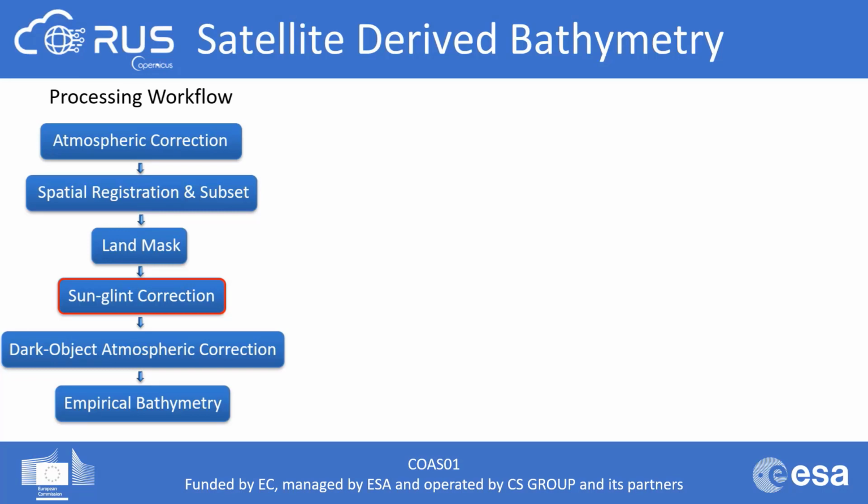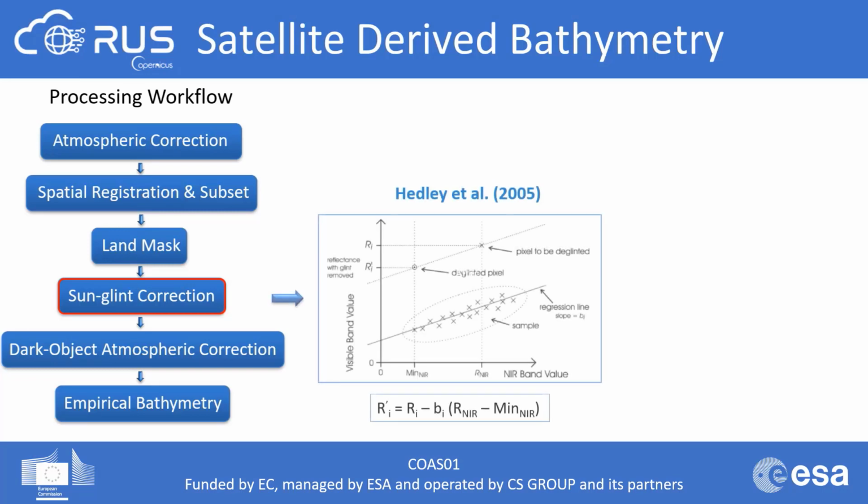There are several sun glint removal methods. In this exercise, we will apply the deglint methodology proposed by Hedley et al. 2005, that describes the linear relationships between near-infrared and visible bands using linear regression analysis based on a sample of the image pixels. For the equation below that describes the sun glint correction, we have the following parameters.